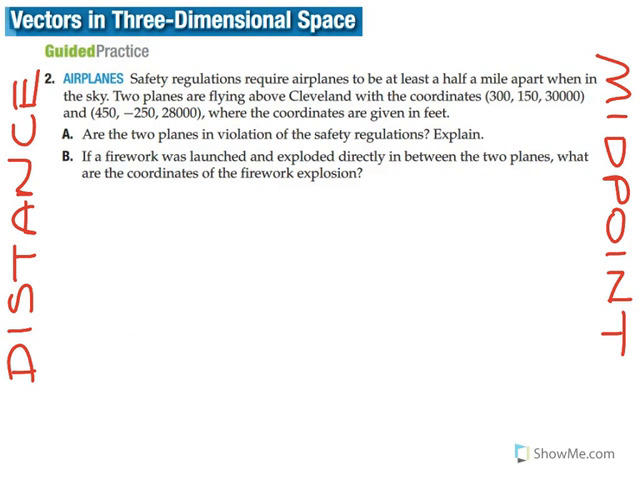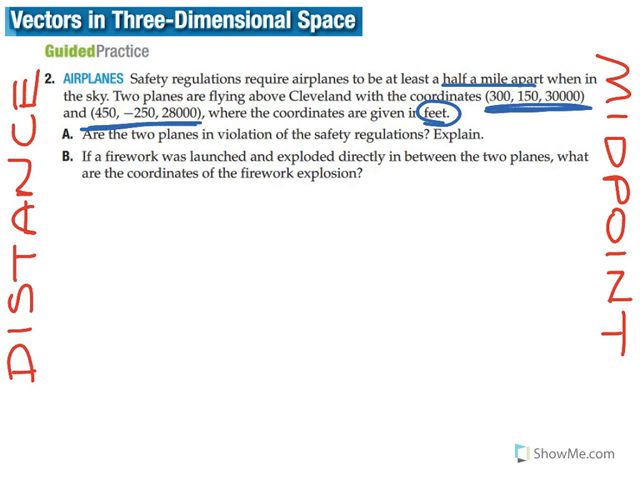In this problem it says safety regulations require airplanes to be at least half a mile apart when in the sky. So they should be as far as half a mile apart from each other so that it will be safe. Two planes are flying above Cleveland with the coordinates given. This is the coordinate for the first plane, and this is the coordinate for the second plane, where the coordinates are given in feet. This is also important because we are going to go through miles.